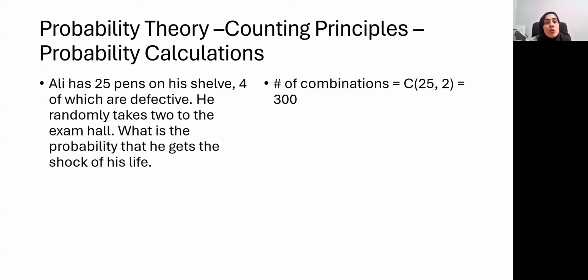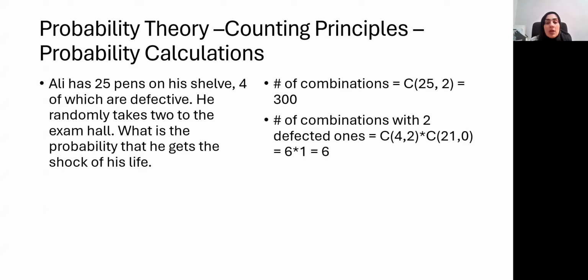So first we find out the total number of combinations which are possible when we choose 2 items from a group of 25, and we get it as 300. Then we find out the number of combinations with 2 defective ones. Again, we have 2 subgroups here, 4 which are defective, 21 which are not defective. We choose 2, and the total number of items to be chosen is again 2. So 2 from the defective category, leaving none from the working category. So we have 2 from 4, but none from 21, and this gives us 6 into 1, which is 6.